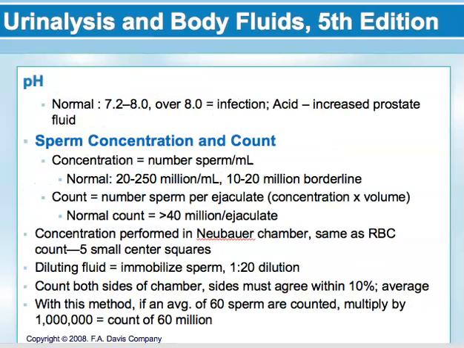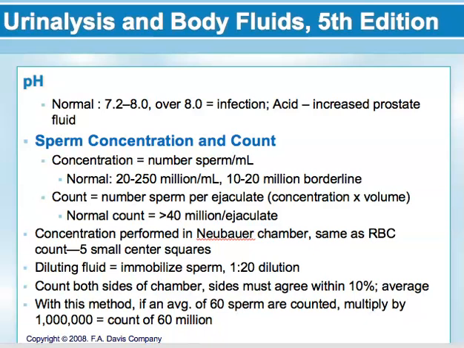Okay, pH should be measured within 1 hour after collection, and the normal range is usually 7.2 to 8.0. Increased pH could indicate possible infection within the reproductive tract. A decreased pH could be due to increased prostatic fluid, an ejaculatory duct obstruction, poorly developed seminal vesicles, and that test can be performed using the pH pad of your urine reagent strip, or your lab may also have dedicated pH paper.